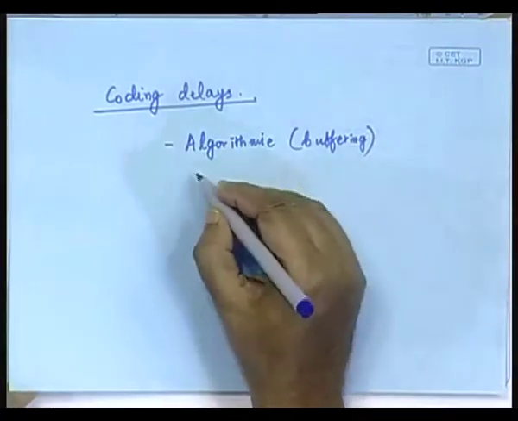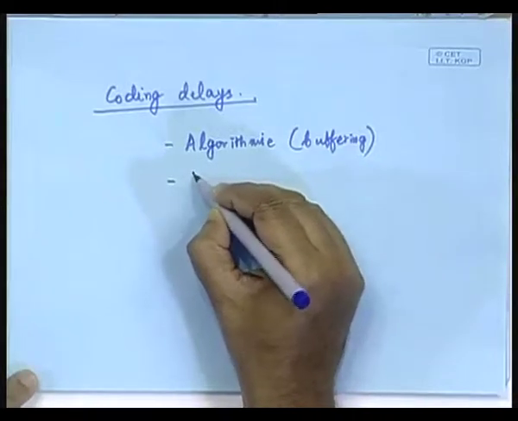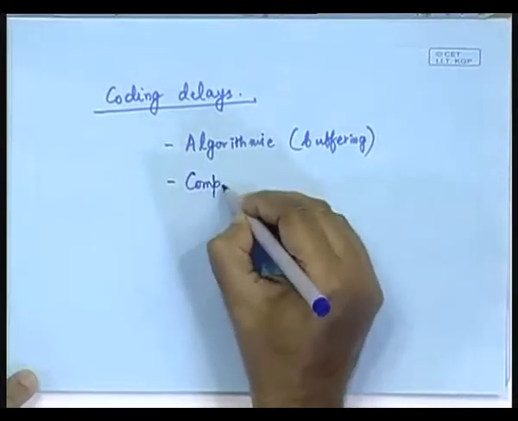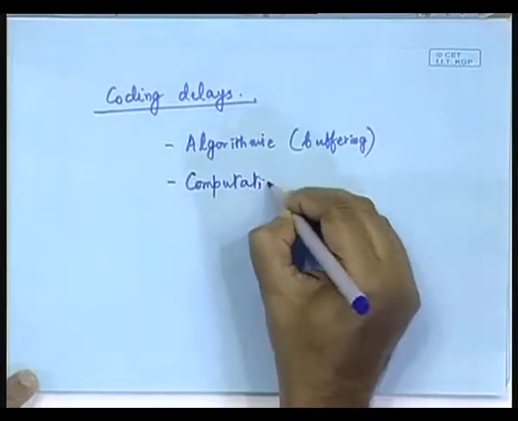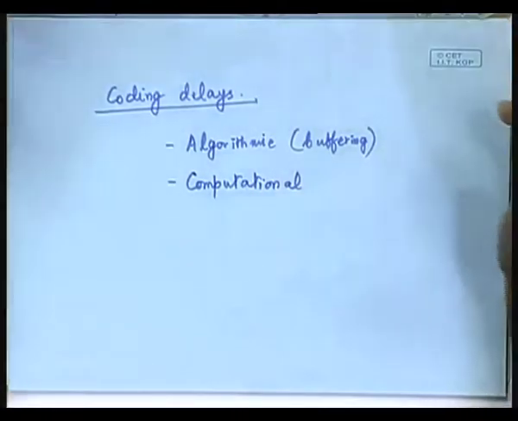The next thing is the coding delay that results from computations. Those are referred to as computational coding delays. In a different language, we can also call that the processing delay.